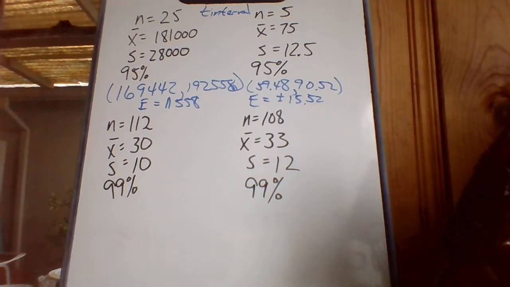I did something wrong. Start over again. It didn't come out right. It came out with the mean is 0, and I know the mean is not 0, it's 30. All right. Z interval.